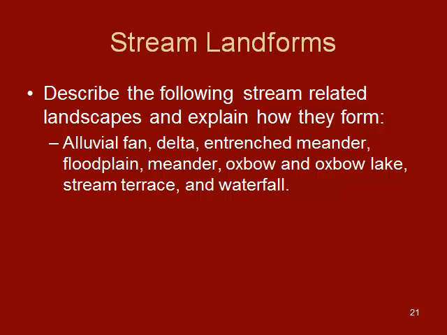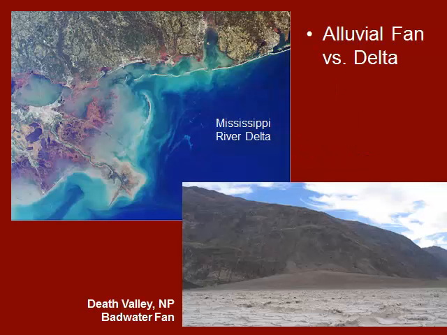So some of these features include alluvial fans, deltas, entrenched meanders, floodplains, meanders, oxbows, oxbow lakes, stream terraces, and waterfalls. The first that we're going to talk about, these two can often be confused by students, are alluvial fans and deltas. Now the difference between these two is that one of them empties into a body of water like the ocean, and the other empties into a dry valley. So one of them is in a desert environment, the other is probably more of a wet environment.